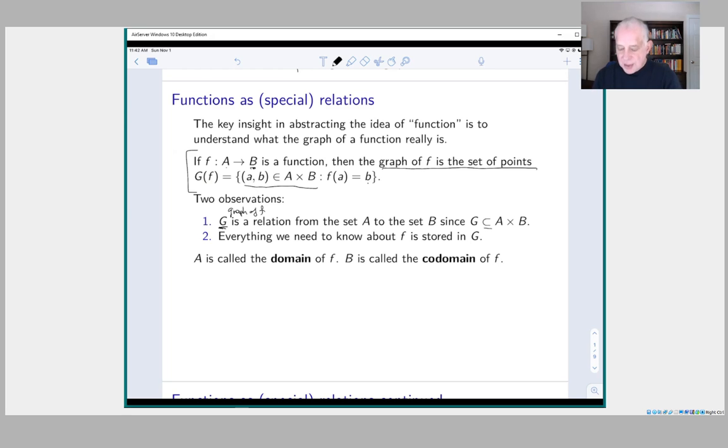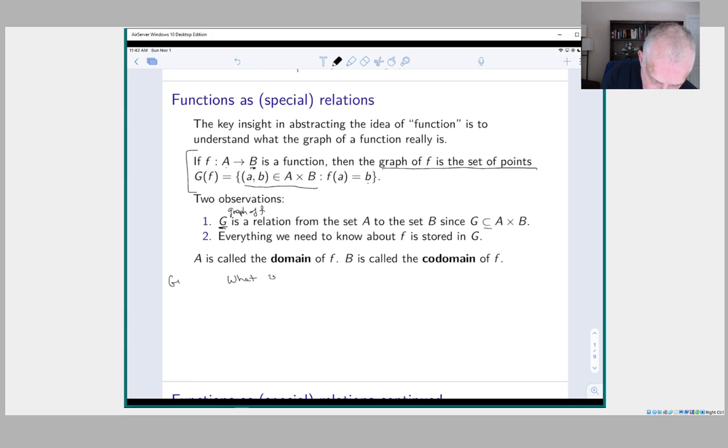But the other thing to realize about this set G is it tells us anything we might want to know. If we know the subset G, we know everything we need to know about f, because if we know all the points of the form (a, f(a)), and we want to know, for instance, what's f(3), we look for the ordered pair whose first coordinate is 3.